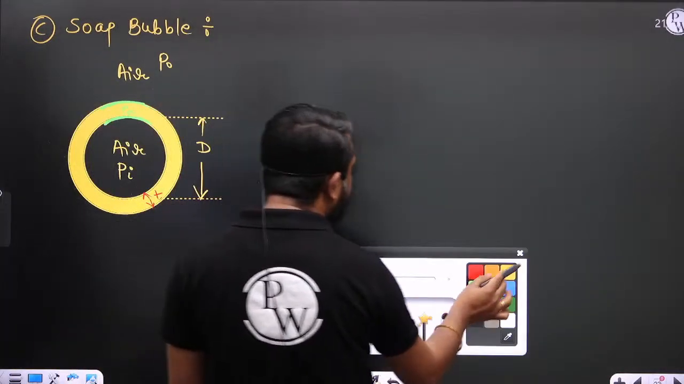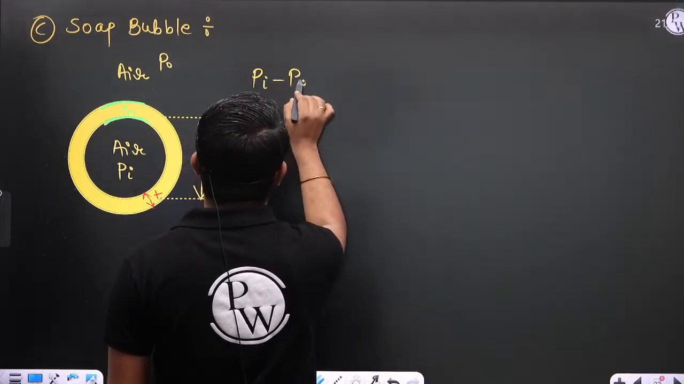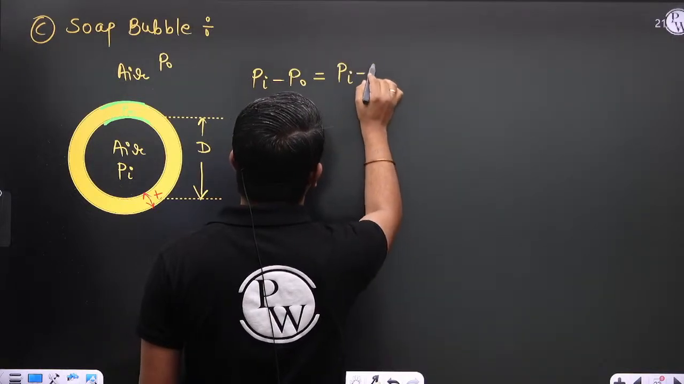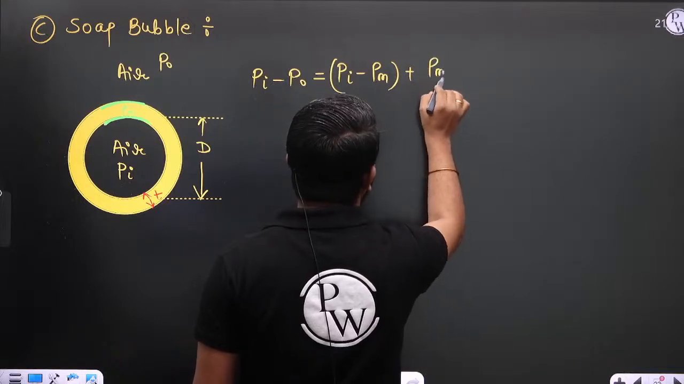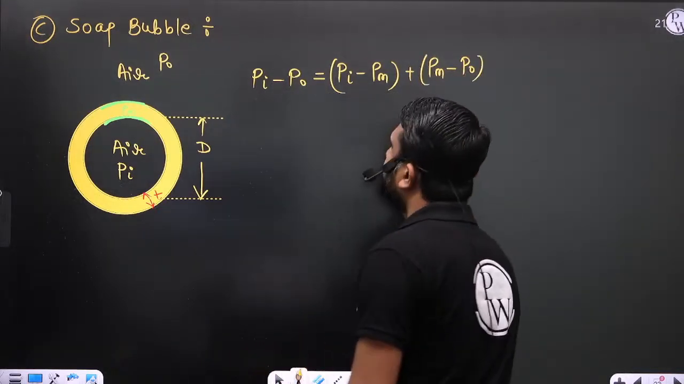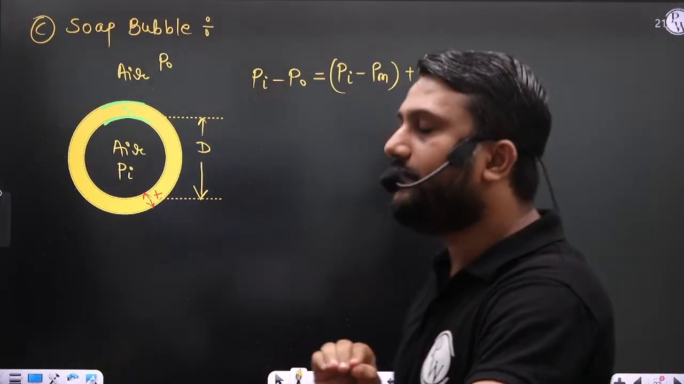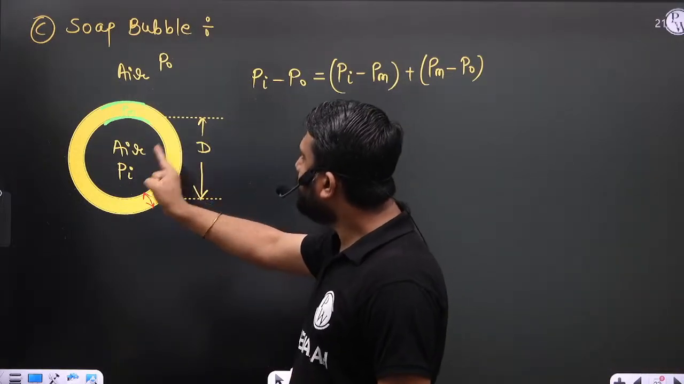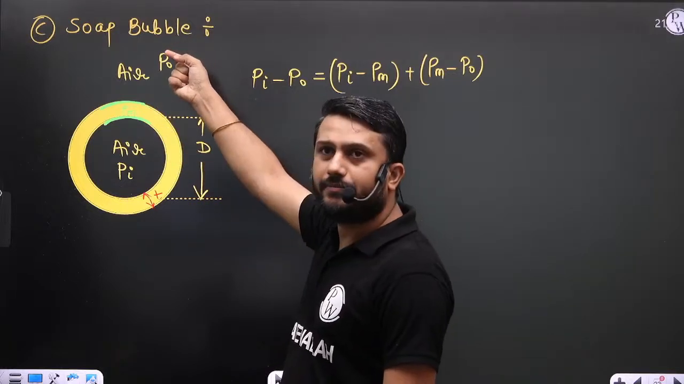So beta, what is my objective? My objective is ultimately calculation of Pi minus P naught. So can we write like this, Pi minus Pm plus Pm minus P naught? Tell me, yes or no?